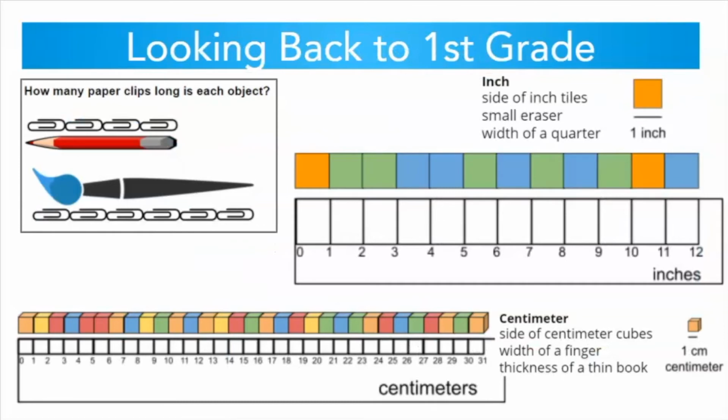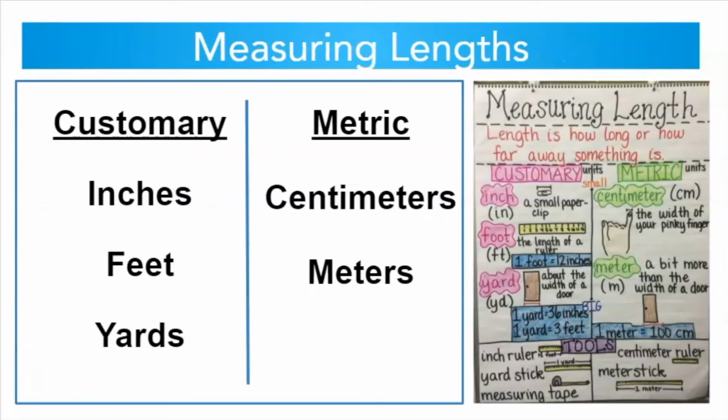In first grade, students measured the lengths of objects with non-standard units. Non-standard units are things like paper clips, colored tiles, centimeter cubes like the ones on a base 10 block set, connecting cubes, and other objects. In second grade, students use standard units to measure the lengths and heights of objects. Standard units include inches, feet, yards, centimeters, and meters.